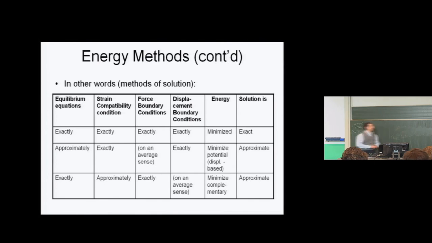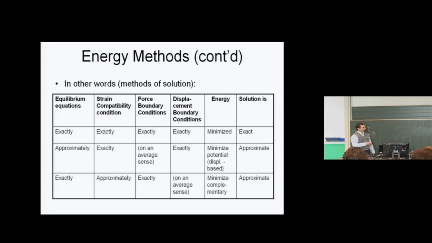So if I summarize, the exact situation would say I have equilibrium equations, strain compatibility condition, which is the strain displacement equations with the displacements eliminated, the force boundary conditions, displacement boundary conditions. If I satisfy all these exactly, my energy is minimized. I don't even need to minimize it. It's minimized. The result I found minimizes the energy, and the solution is exact.